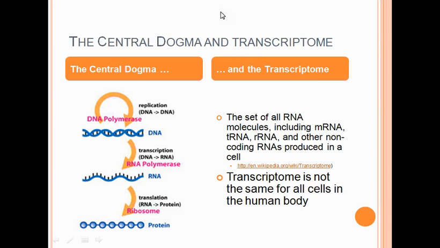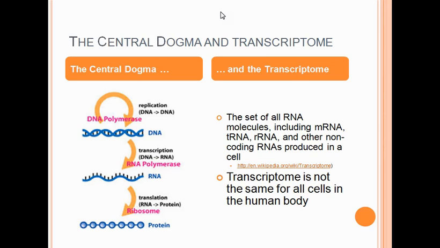So we start with the central dogma that we are all familiar with. According to this dogma, DNA is transcribed into RNA, and then the RNA is translated into proteins. Now, there are various types of RNA, and one of them is called the messenger RNA, commonly referred to as mRNA, and that is the focus of this presentation.